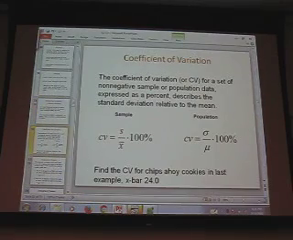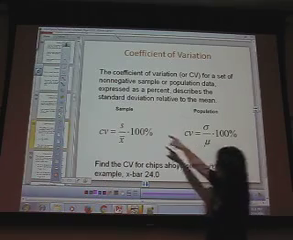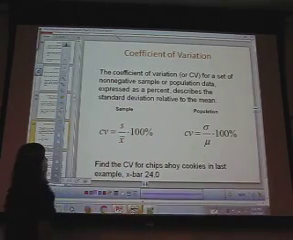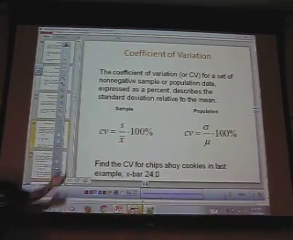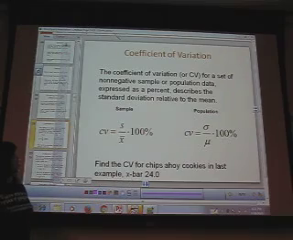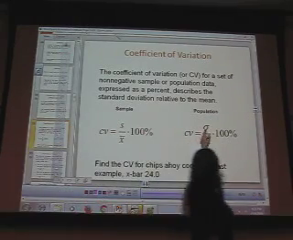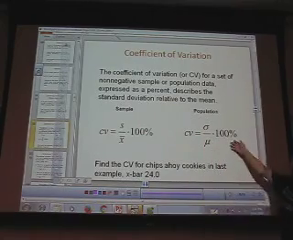So coefficient of variation is when you take the standard deviation divided by the sample mean, and then turn it into a percentage, multiply by 100%. Because 100% is just multiplying it by 1. For population, you do the same thing. Take your standard deviation, divide by the mean, multiply by 100%.